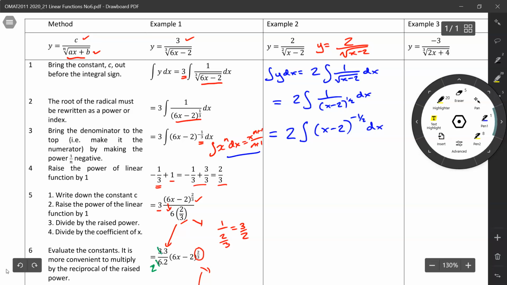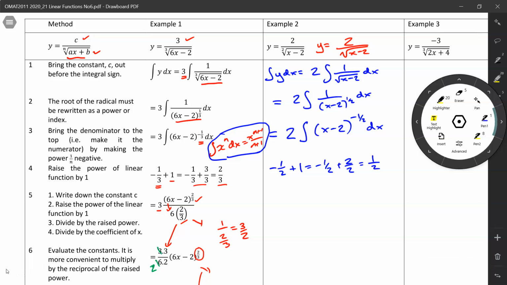And now we're in a position where we can apply the formula from the log tables, or the mathematical tables. Our power in this case is minus a half. So minus a half plus 1 is equal to minus a half plus 2 over 2, which is minus 1 plus 2 gives me plus 1 over 2. I then apply the integral. Having worked that out, I can then continue my calculation.